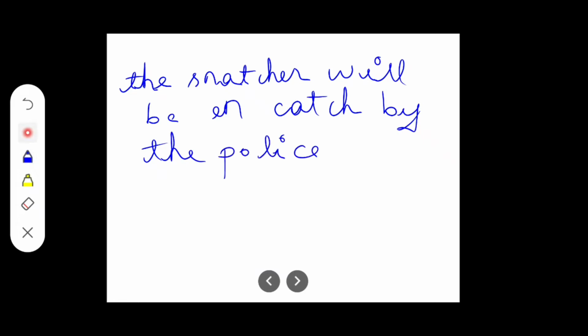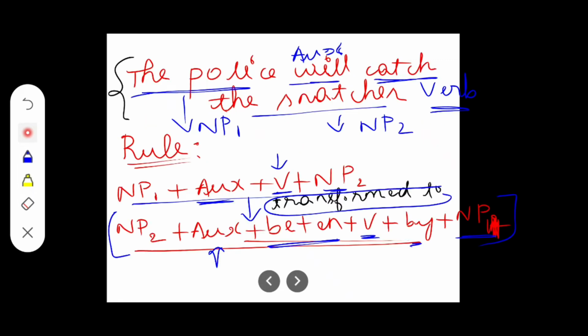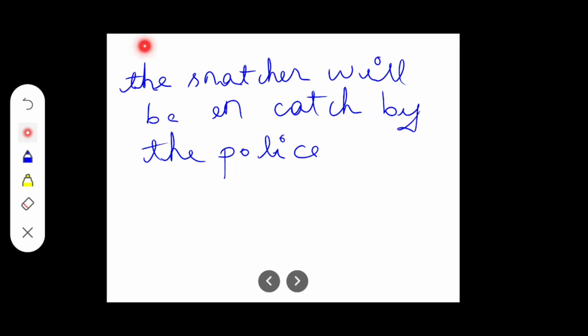Now after applying the rules, that is converting this active voice to the passive voice, that is rearranging the things. NP2 here in the active sentence is in the last position, so taking it into the first position. What is NP2 in the sentence? It is the snatcher. So by applying all these rules we obtain the sentence, that is the snatcher will be en catch by the police. Okay, this is the sentence we obtained after applying the rules.